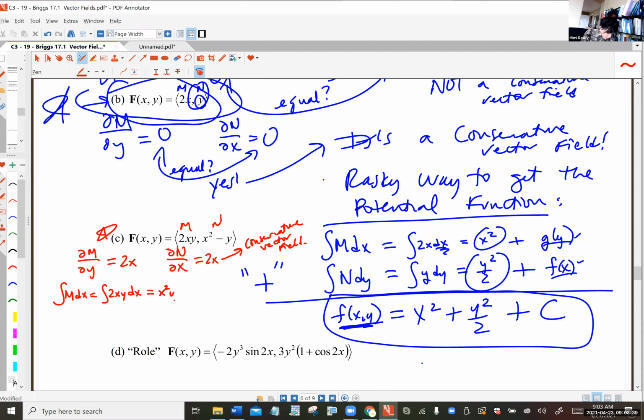So this looks like it'll be x squared y. And then acknowledge there's a constant which could involve y. You're going to go like plus g of y. Extra junk. And then you're going to integrate the N, but with respect to y. So you're going to integrate x squared minus y, dy. Not too hard. You'll get x squared y minus y squared over 2 plus the constant extra junk that could involve x's since you didn't integrate with respect to x's. You got to acknowledge that for me, f of x.